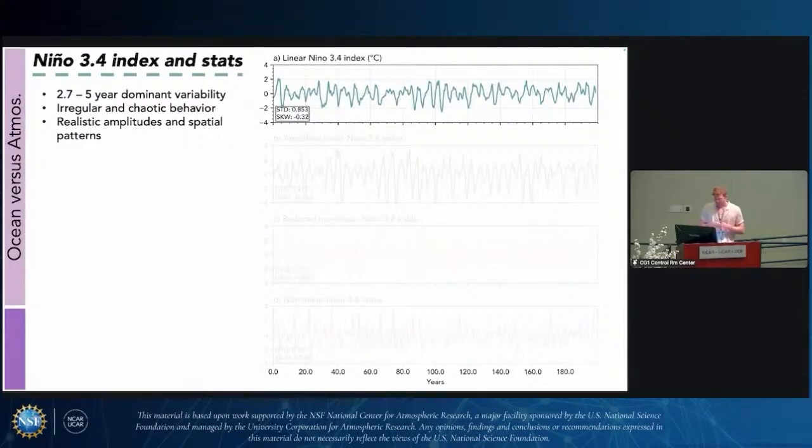This is just a time series of the Niño 3.4 index. We run this for 200 years. And what we see here is actually really good in terms of ENSO and really good in terms of a hybrid coupled model. So we have the nice characteristic 2.7 to 5 year dominant variability of El Niño and La Niña events. There's irregular and chaotic behavior. If you've seen other hybrid coupled models, they're completely cyclical, whereas this one, because we leave all the other fluxes allowed to freely do what they do, we get quite a nice and chaotic El Niño. And it also gives us realistic amplitudes and spatial patterns.